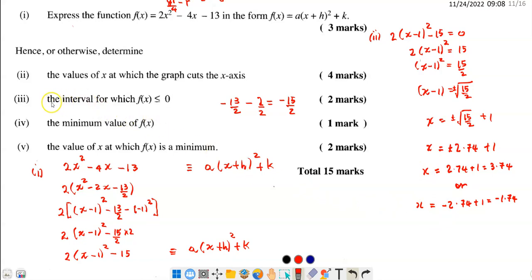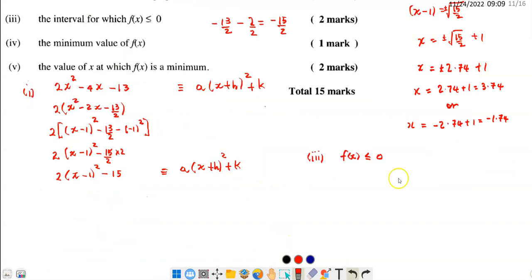Now it says hence or otherwise we need to determine the interval when f of x is less than or equal to 0. So let's make a sketch of the graph so that you can understand what's going on there. We're answering part 3, making a sketch of the function that is given. We know that the function cuts the y-axis at -13. So we're going to mark this point on our sketch there, -13.